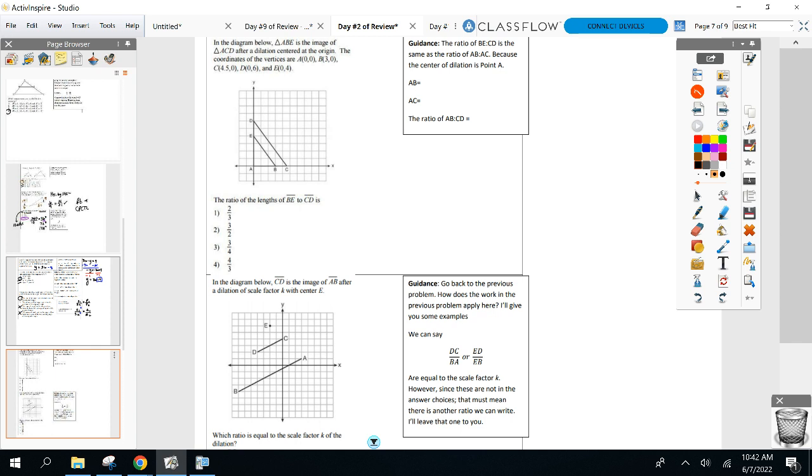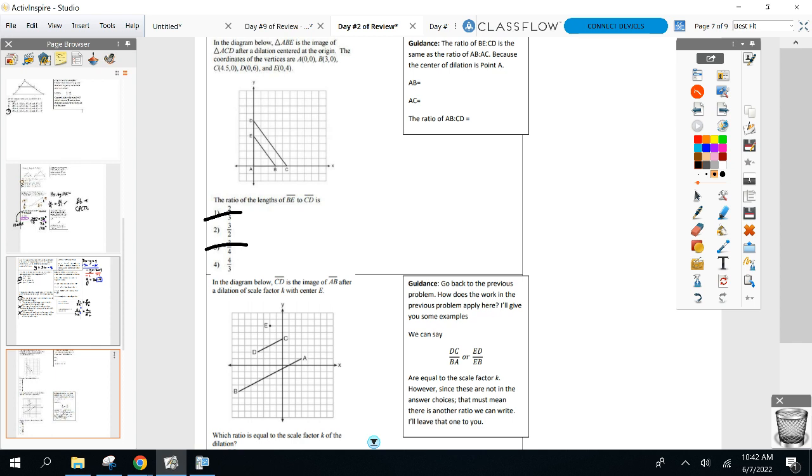What did I do to triangle ABE? Triangle ACD is the image of ABE after what? Dilation. All right, ready? Is ABE getting bigger or smaller? Bigger. So I'm eliminating two answers right now. If ABE is getting bigger, I'm eliminating two. Which two? 1 and 3, because they're less than 1. Good. Now which one is it going to be, 3 or 2? I don't want to do distance either.